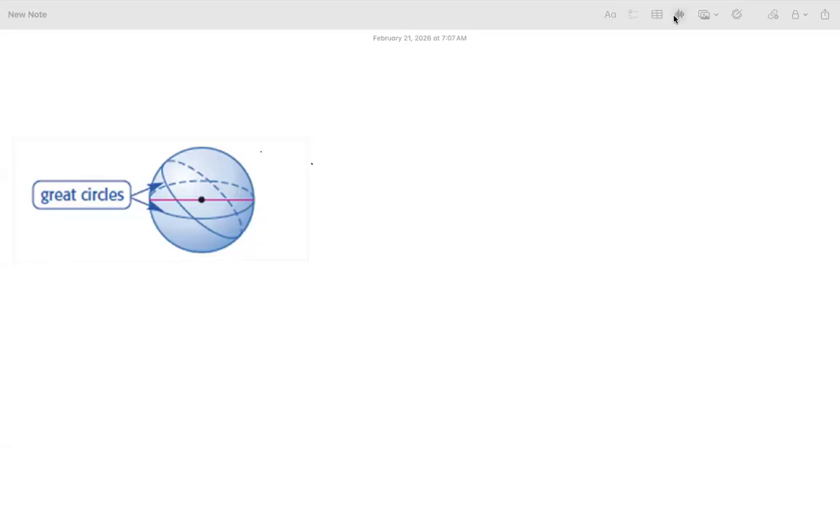Now, let's go ahead and do this one. So the great circle you see is just a plane containing the center of the sphere. This plane is in the sphere and contains the center. Did you see? Those are called great circles. That is for a sphere.